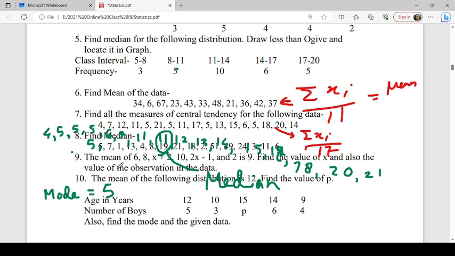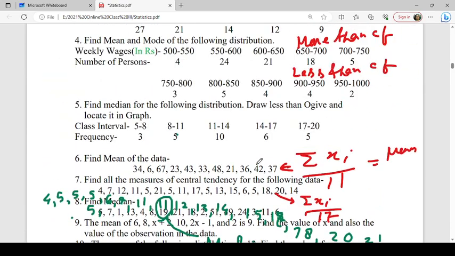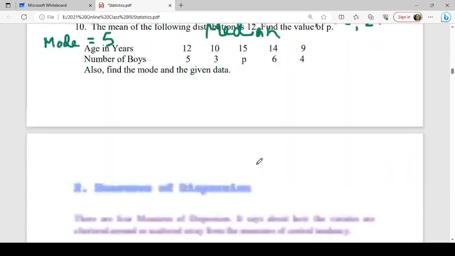So this is the way to find measures of central tendency for ungrouped data. And then you try all this, you will get it. This is grouped data, this is ungrouped data. Apply the formula and you can find it.